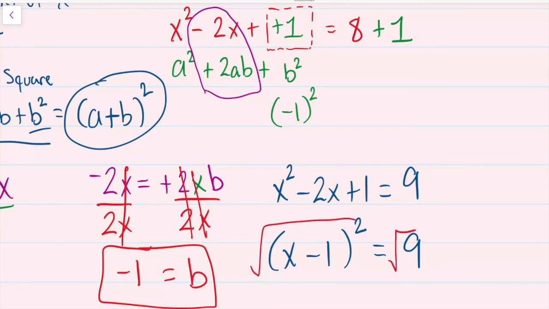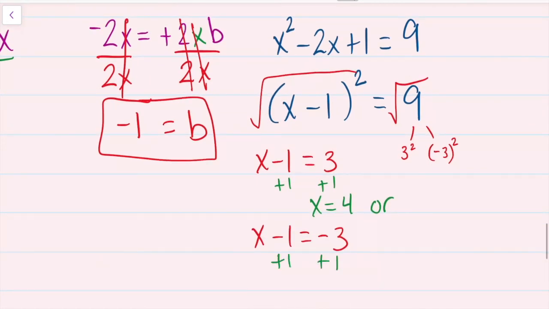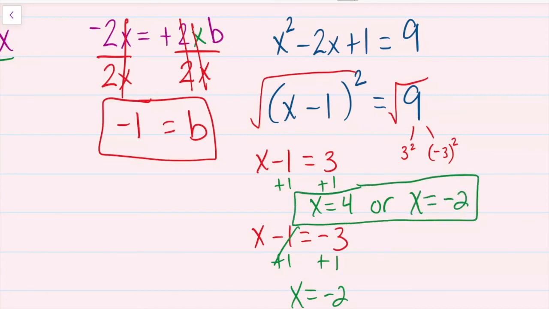Let's square root, do the opposite of a square. We have x minus 1 equals, be careful here, because what did we say 9 could be? The square root of 9. It could be 3 because 3 squared is 9. Or it could be negative 3 because negative 3 squared is also 9. So my two possible options are x minus 1 equals 3 and x minus 1 equals negative 3. And when we solve for each, we have x equals 4, or solve this one, plus 1, x equals negative 2. And these are our two possible solutions for this problem.